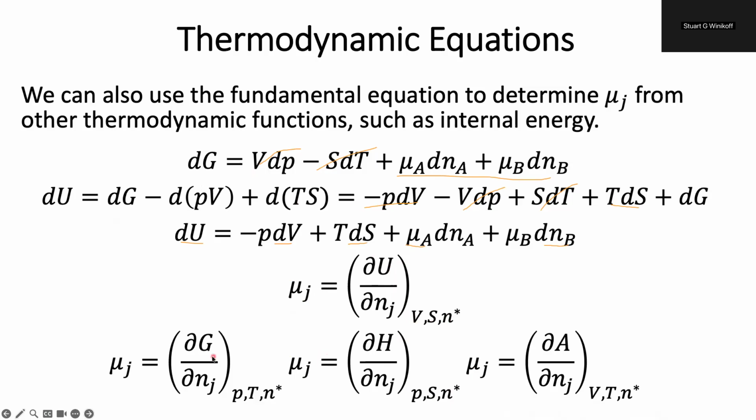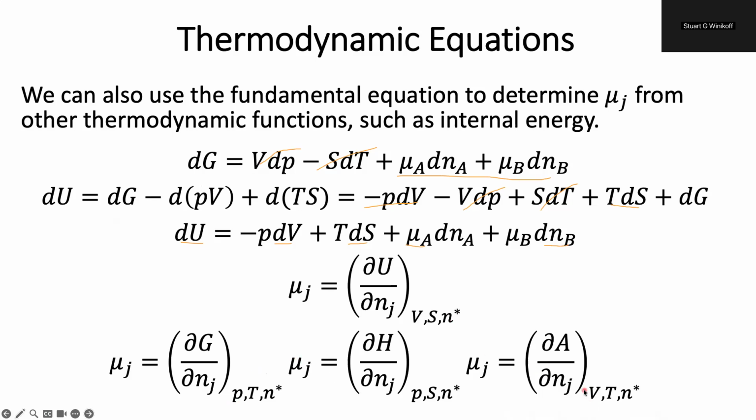And we can repeat the same process. Again, Gibbs is the same idea, but with pressure and temperature. Enthalpy is the same thing, but with pressure and entropy. And Helmholtz is the same thing with volume and temperature. So again, the two versions we're going to use the most are going to be Gibbs and Helmholtz, whether we're doing isobaric or isochoric conditions.